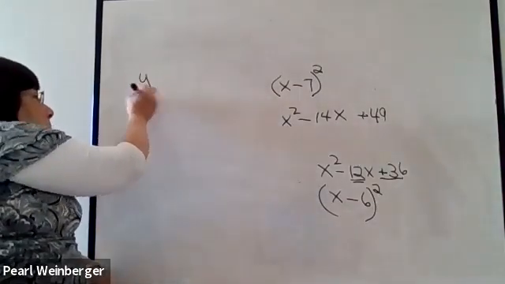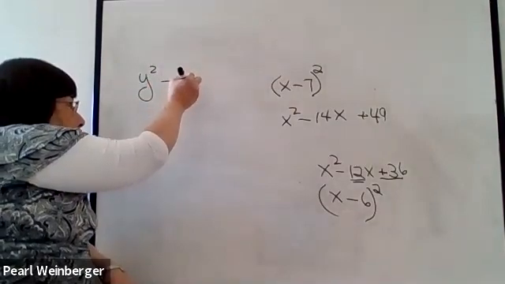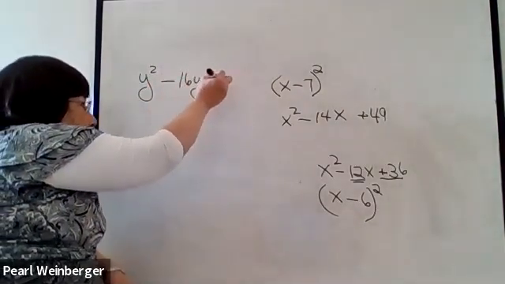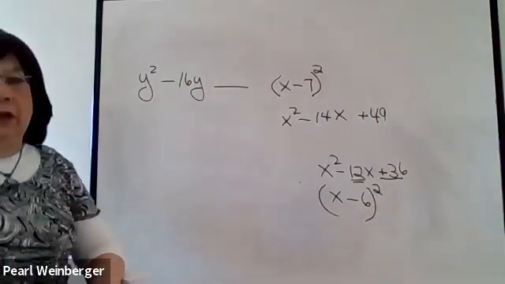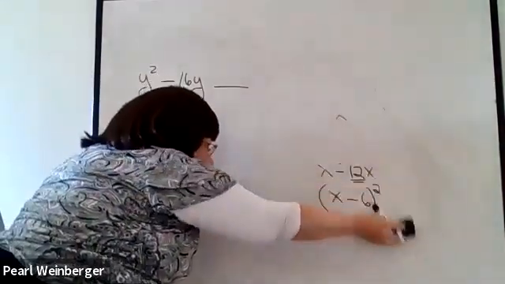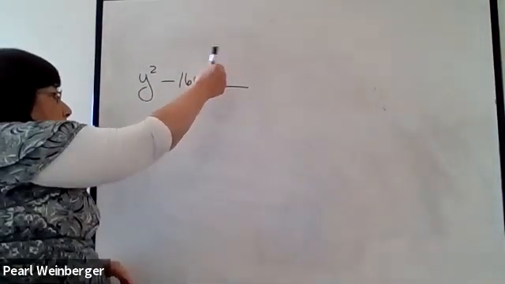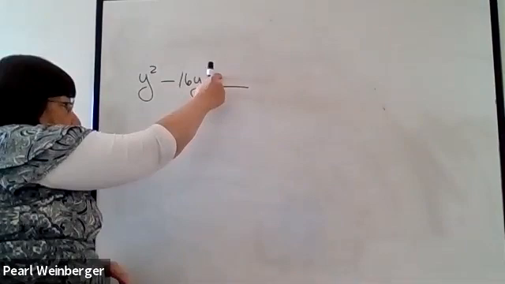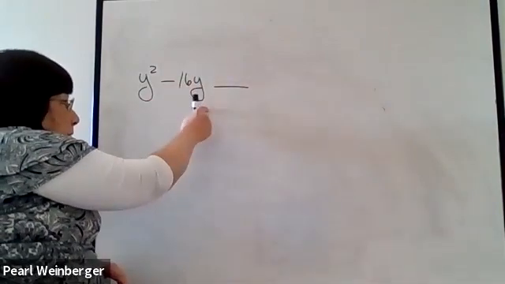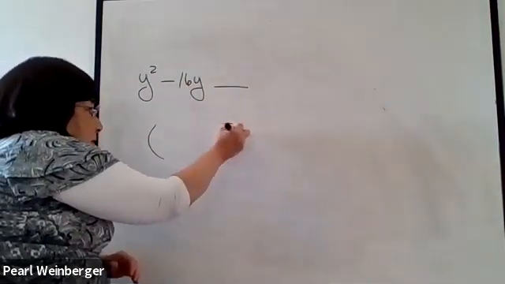Let's do it with a y. y squared minus 16y. Missing number. Okay, I want you to do two things. I want you to figure out what number should go over here, the missing number that would make this a perfect square, and what is the perfect square? Okay, so could I go ahead, Professor? Yes, I'd love you to.